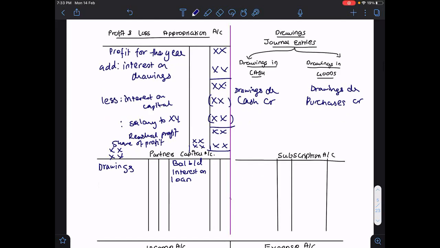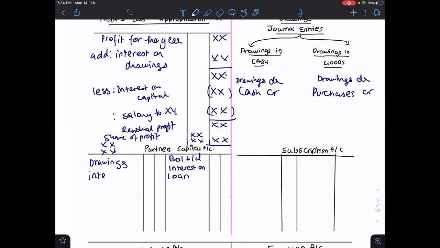इंटरेस्ट ऑन ड्रॉइंग्स जो प्रॉफिट में ऐड हुआ है वो कैपिटल या इसमें किधर आएगा? Interest, sorry miss, what? इंटरेस्ट ऑन ड्रॉइंग्स अप्रोप्रिएशन में ऐड हुआ है, कैपिटल में कहाँ आएगा? इंटरेस्ट ऑन ड्रॉइंग्स. Yes, very good. क्रेडिट साइड पे क्या कहेगा?